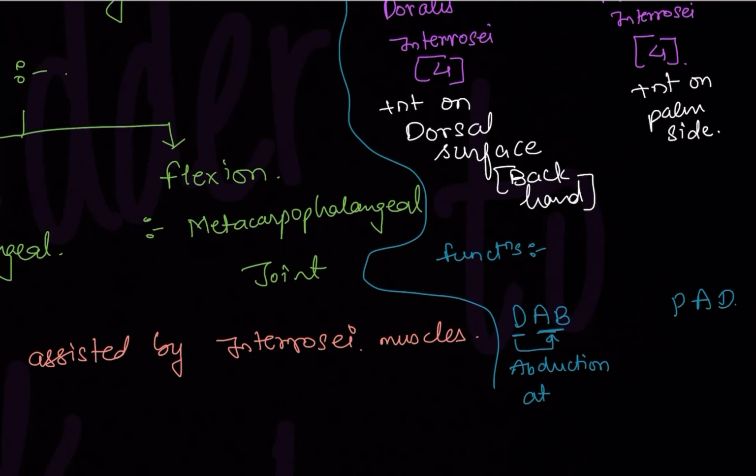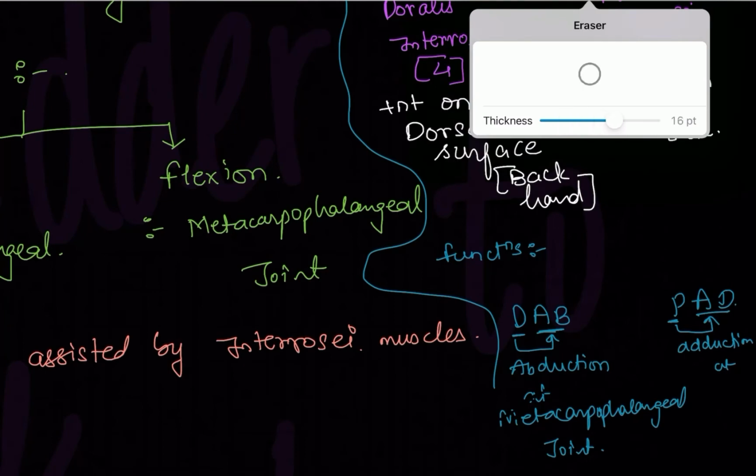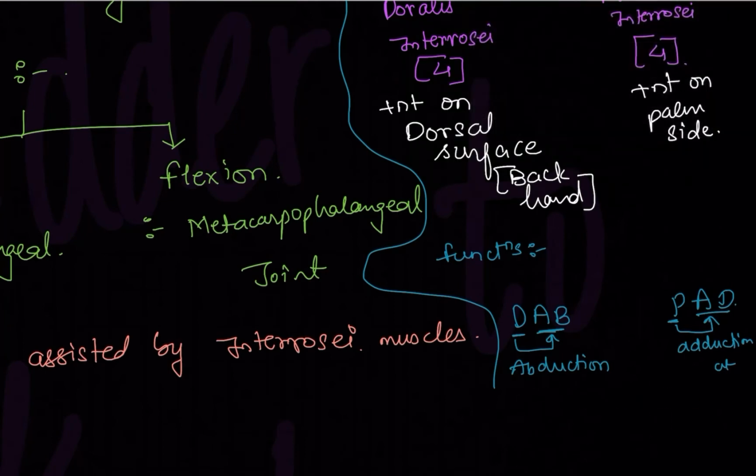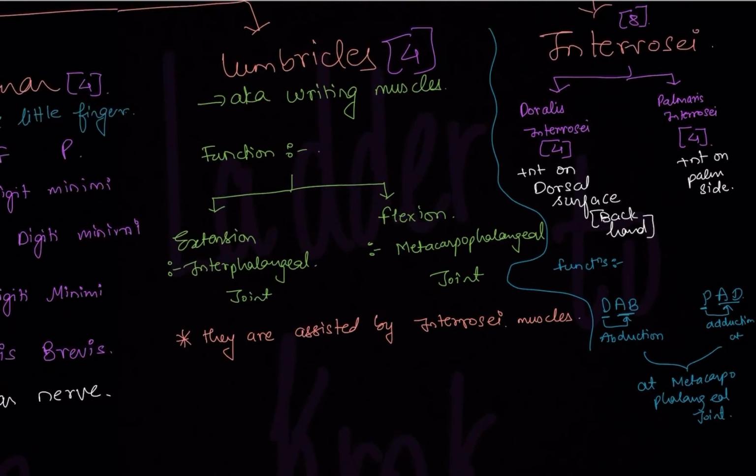Dorsalis will do abduction at the metacarpophalangeal joint. And palmaris will do adduction at the metacarpophalangeal joint. So both do their work at the metacarpophalangeal joint. I'll write it as common: at metacarpophalangeal joint. Okay, so understood this.